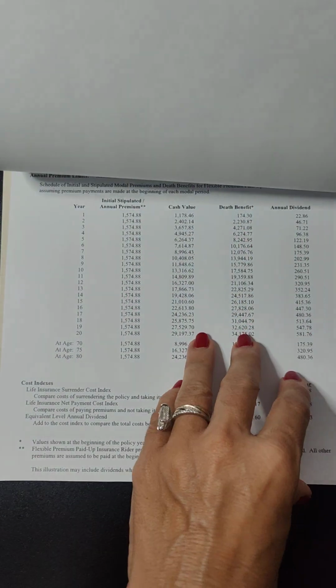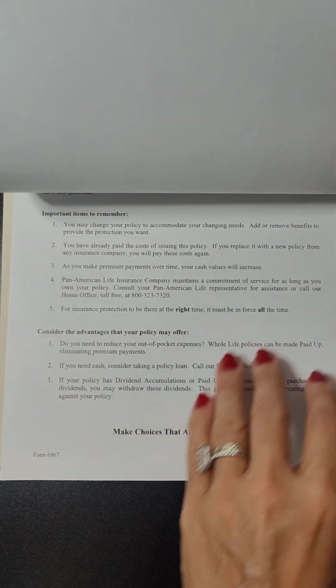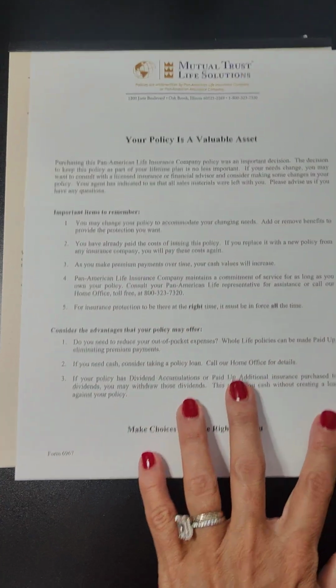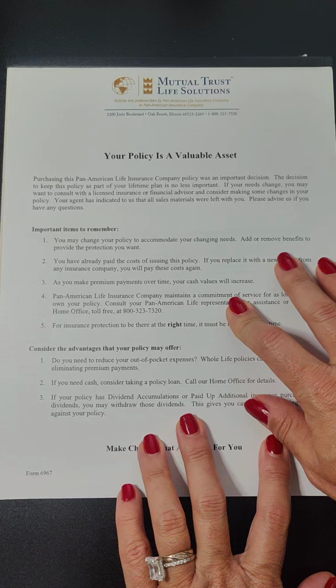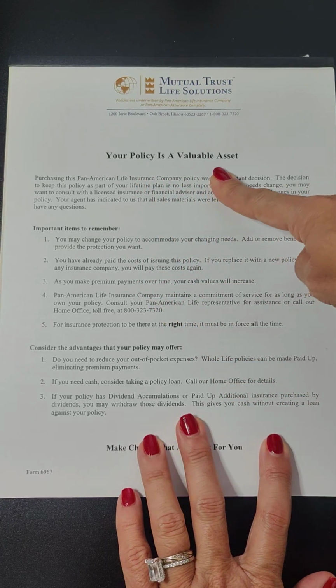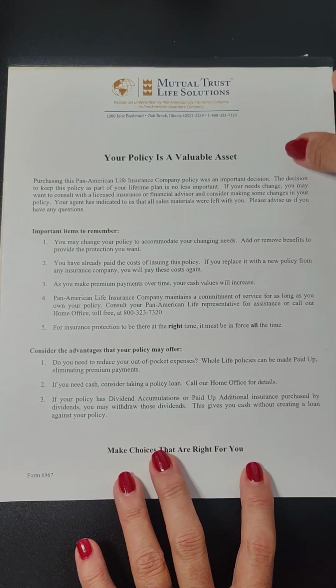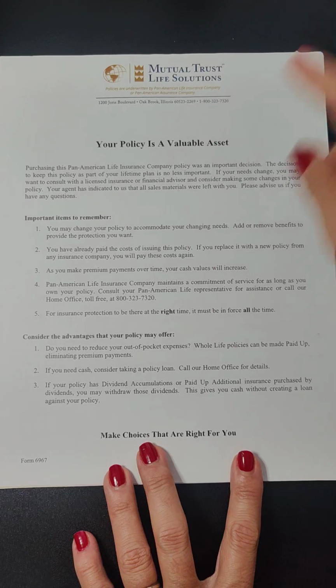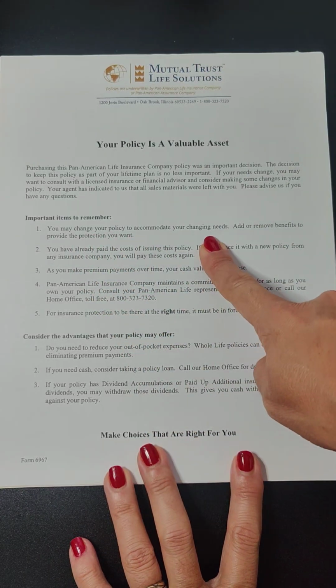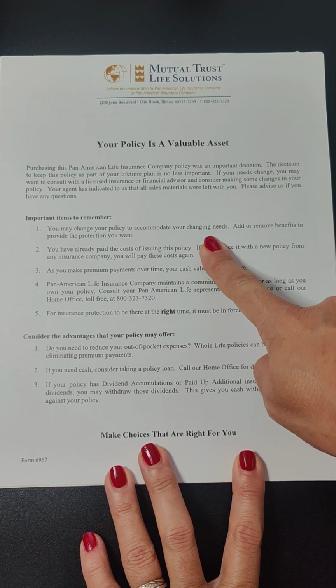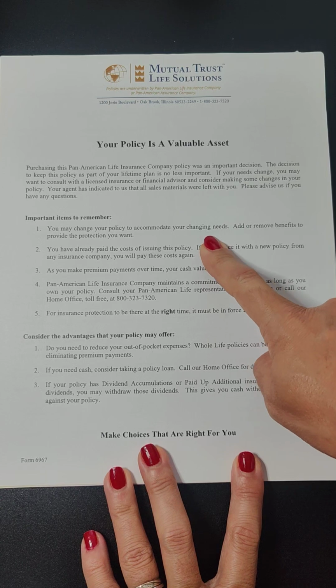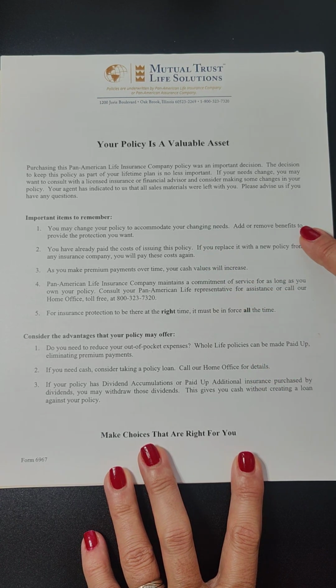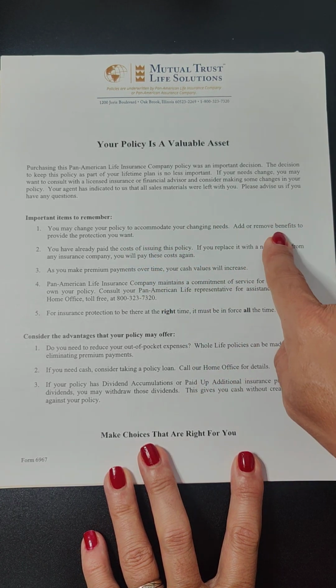And so this is just spelling out the terms of your whole life policy, including the terms of growth. And then it also has a sheet of paper that explains to you that this is a valuable asset. This is just a personal property. You may change your policy at any time. It is for your whole life. So it is flexible. If you need to make any changes to the terms, you can do so. You can call your agent to do that.